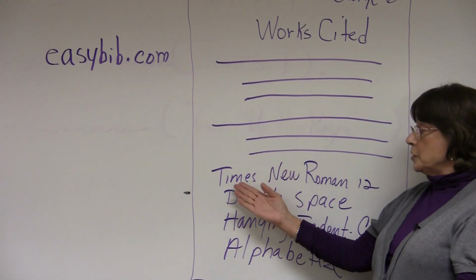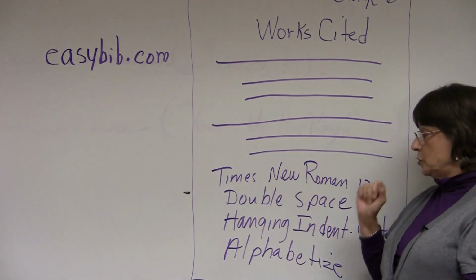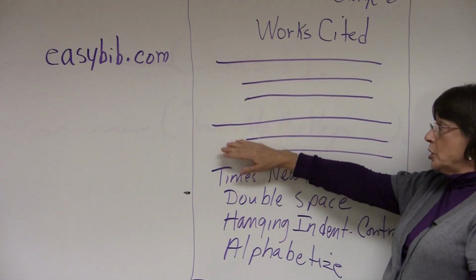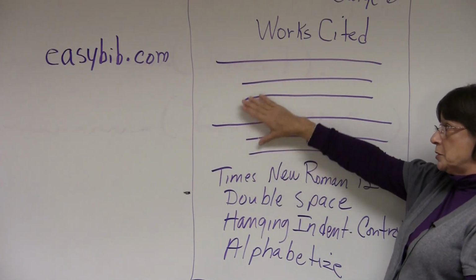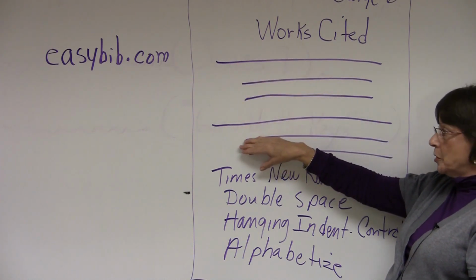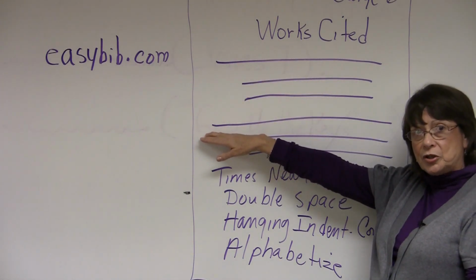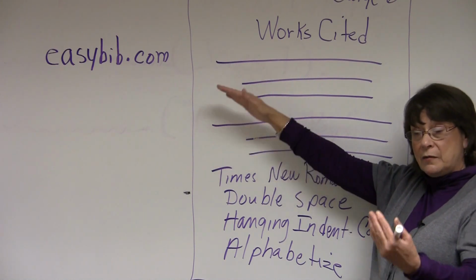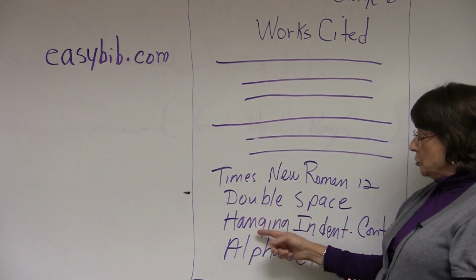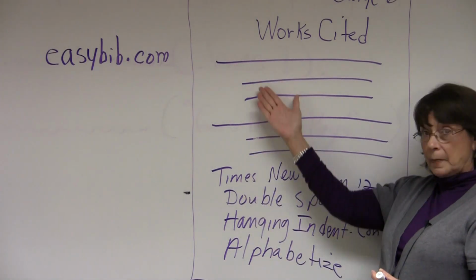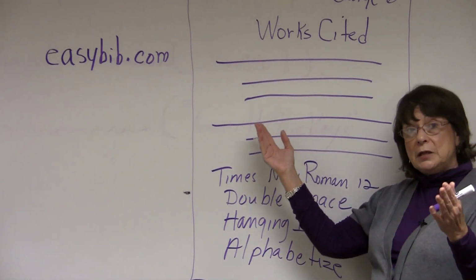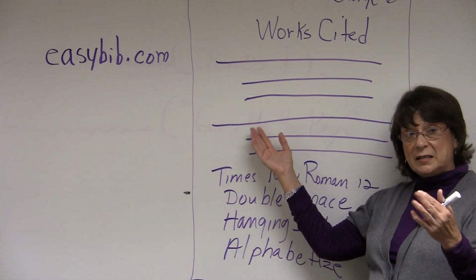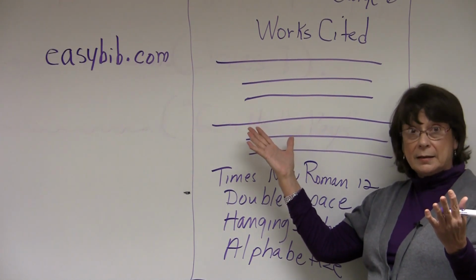Okay. So this is all typed in Times New Roman 12. You double space everything evenly. You don't have extra space between sources. I know you started a new source because you're going to come back out to the margin again. So there's no extra space between sources. It's all evenly double spaced. You use the hanging indent. Again, if you use easybib.com, most of the time when they write it up for you and all you do is copy and paste it, they already have it as a hanging indent.